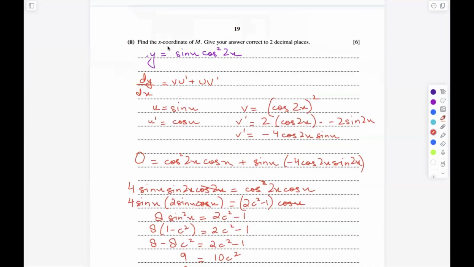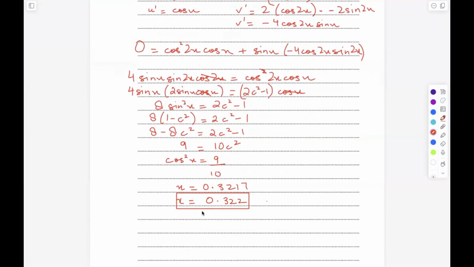And as we just had to find the x coordinate of M, we'll just leave our final answer as 0.322.